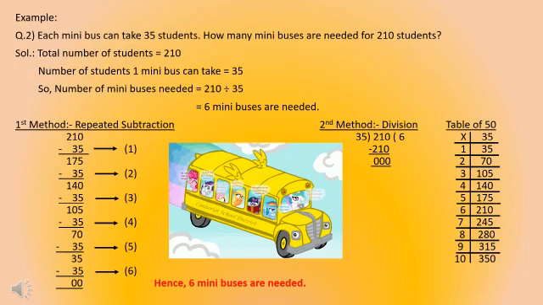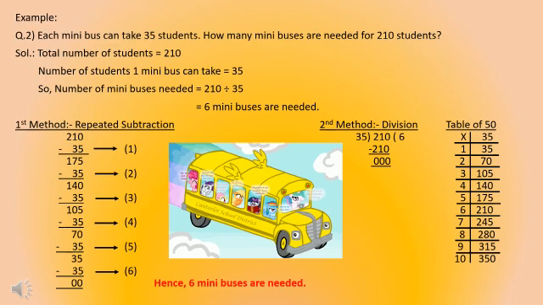One more example is here. Question 2. Each minibus can take 35 students. So, how many minibuses are needed for 210 students? Solution. Total number of students equals to 210. Number of students one minibus can take equals to 35. Therefore, number of minibuses needed equals to 210 divided by 35.